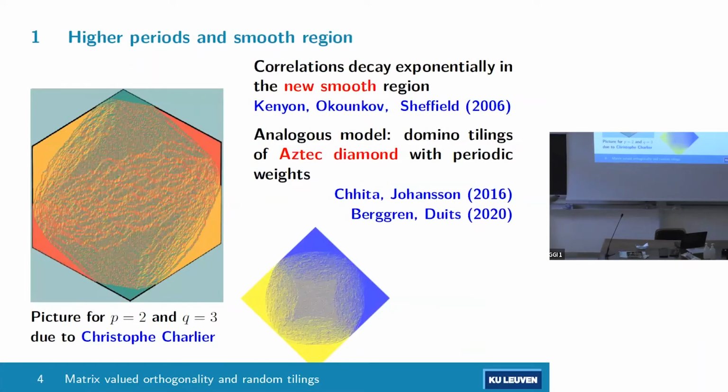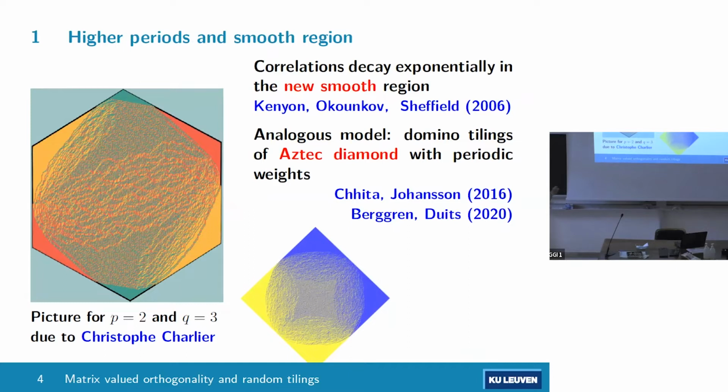If you put higher periodicity, here is a sample of a situation where you have 2 and 3, so it's 3 periodic in the vertical direction, maybe it's actually all the way around, and P is 2. Then there is another phase, another region coming in the large limit, and that's sort of indicated here.